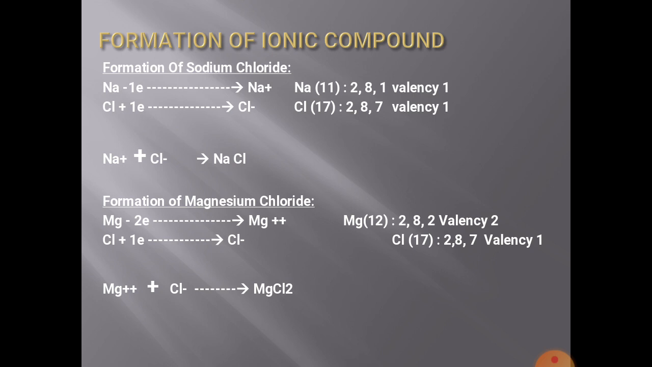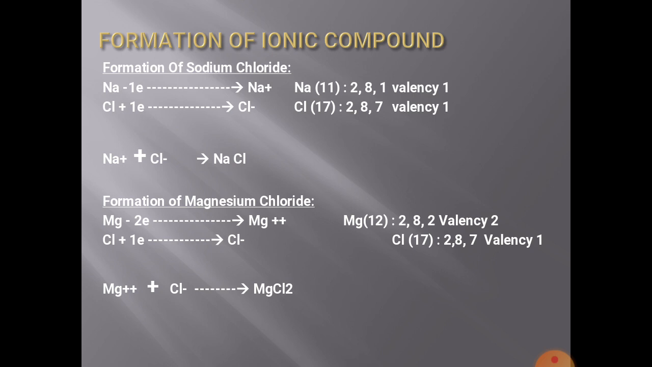Chlorine, if you see, the atomic number is 17, configuration is 2, 8, 7. Again, it needs one more electron to complete its outermost shell. So it has got a valency of 1. So Na+ and Cl-, they are held together by electrostatic force of attraction, and they form NaCl. NaCl is a common salt which we use in our house.